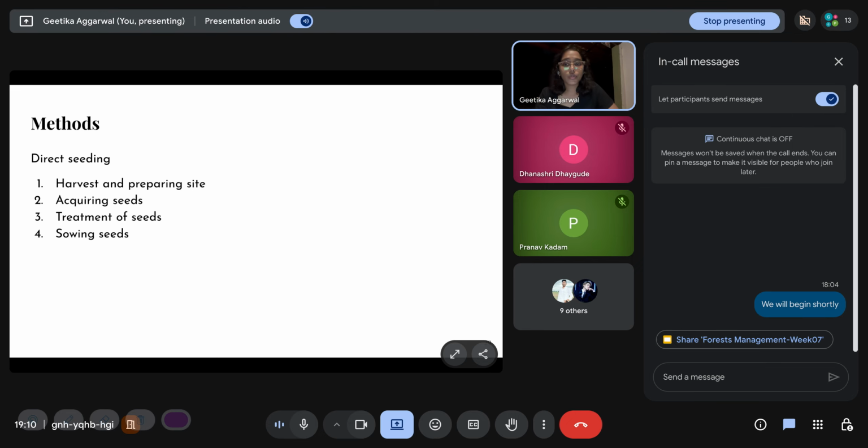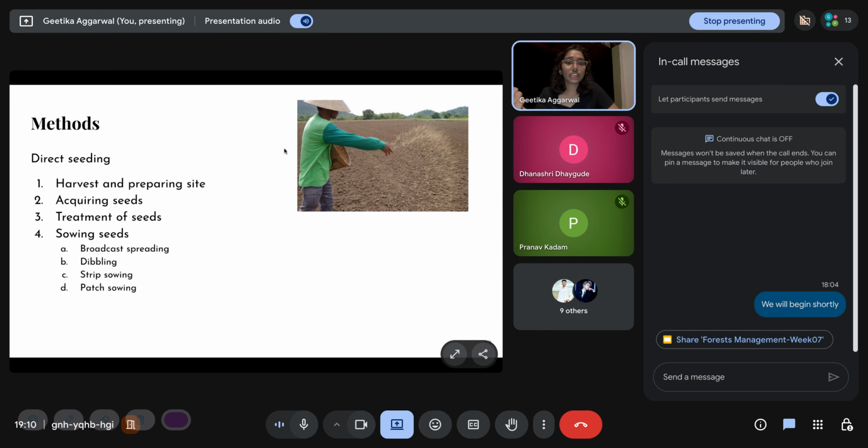Then you're going to carry out sowing of the seeds, which can be done by broadcast spreading, dibbling, strip sowing or patch sowing. Broadcast spreading, as you can see in this image, basically you just have a lot of seeds and you spread them. Either you can use machines to do that, or you can do that manually. You can employ the villagers in that area and they can go around and spread the seeds. You basically just throw the seeds onto the land.